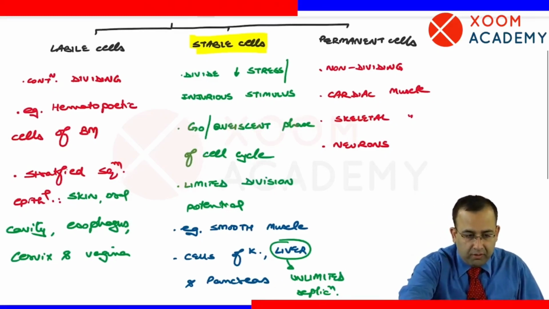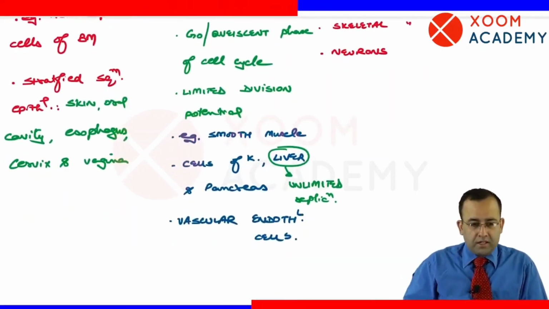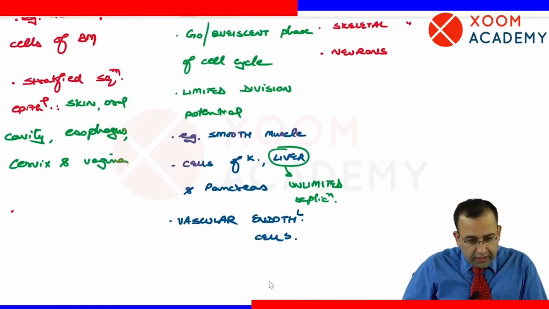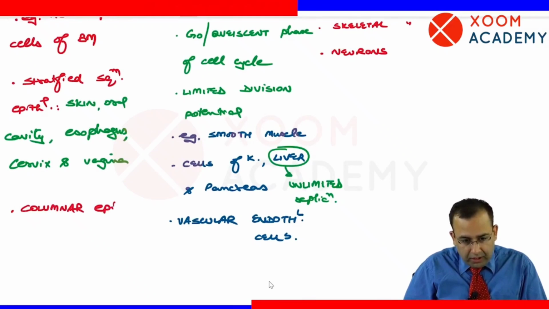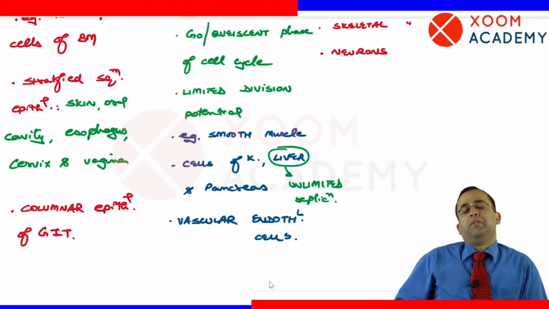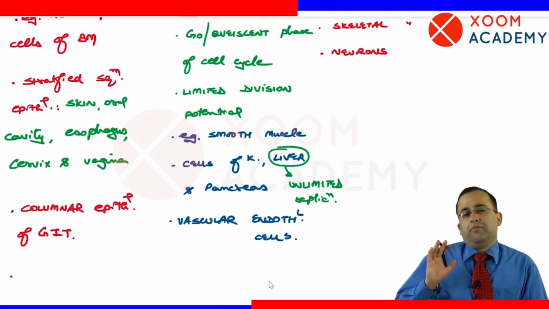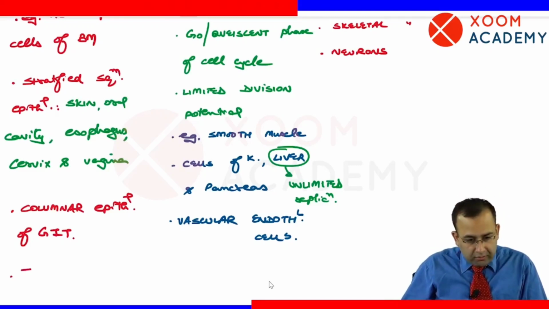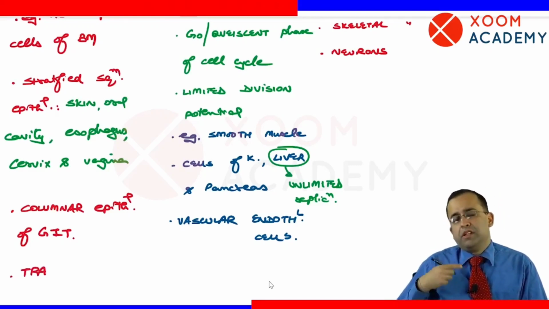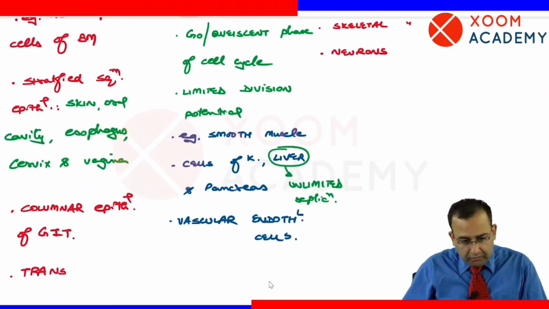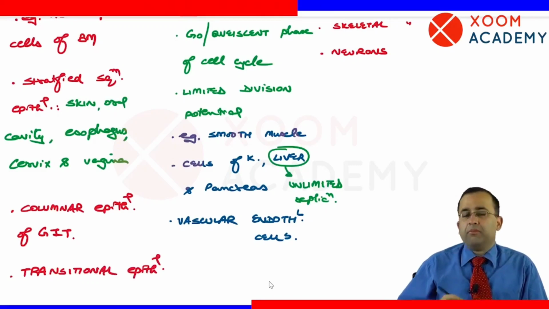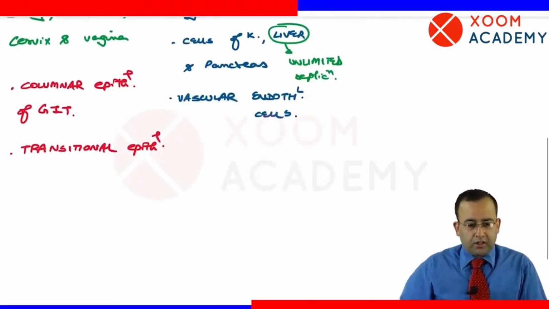Next example of labile cell is columnar epithelium, the columnar epithelium of the GIT. Next example is transitional epithelium. All the epithelium continuously regenerate. Where is transitional epithelium present? Transitional epithelium of the genitourinary tract.